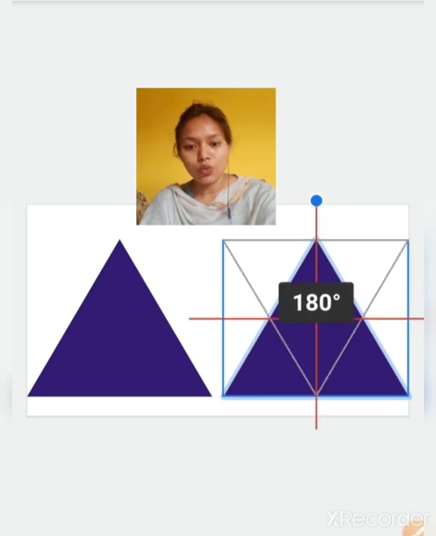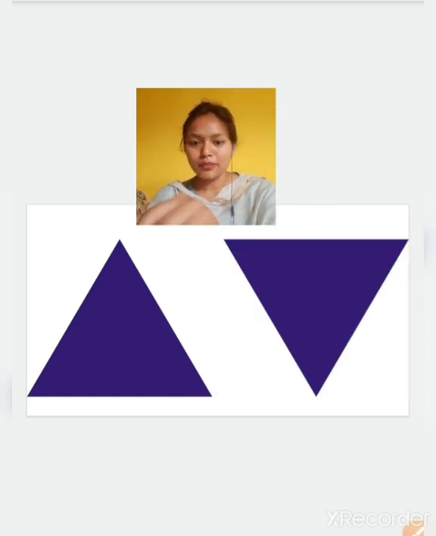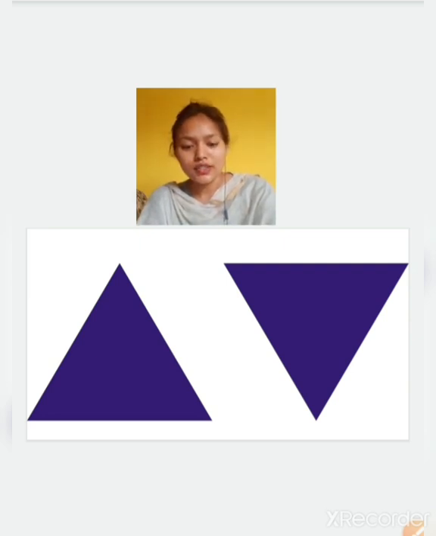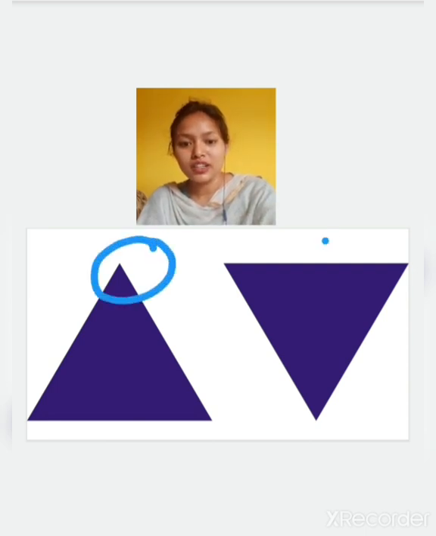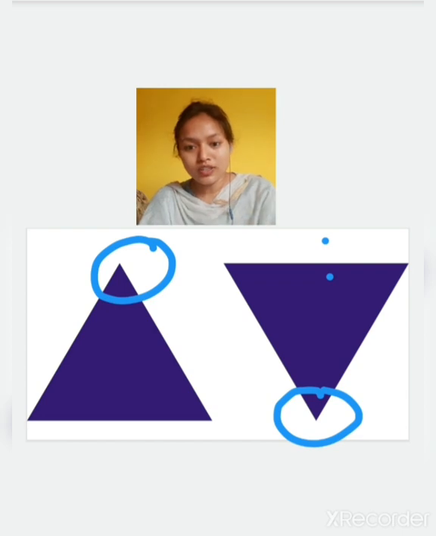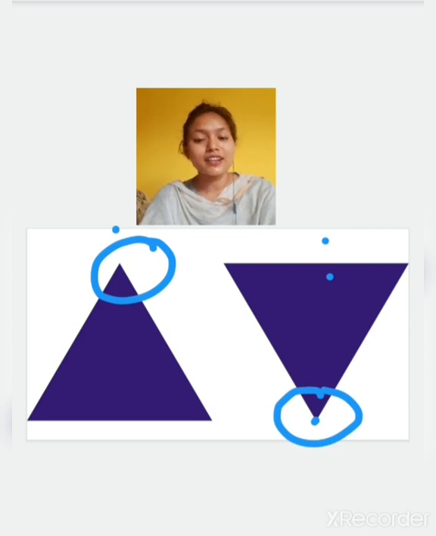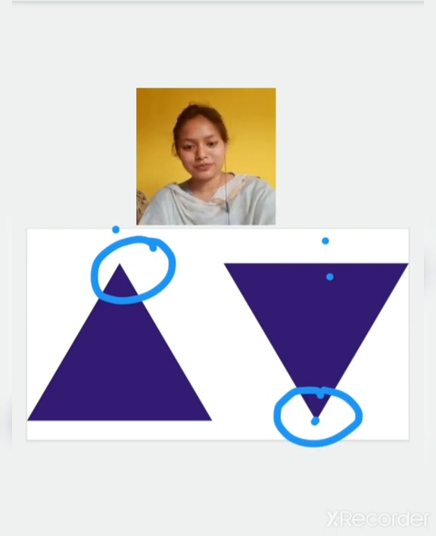So it is 180-degree. So are they same? Just look at them. No, they are not same. As you can see, they are not looking same because you can see the vertex here, but here there is no vertex. Vertex is below, so they are not same, because in one triangle vertex is on the top, and in the other one the vertex is below. So triangle is not showing the rotational symmetry of half, means 180 degree.